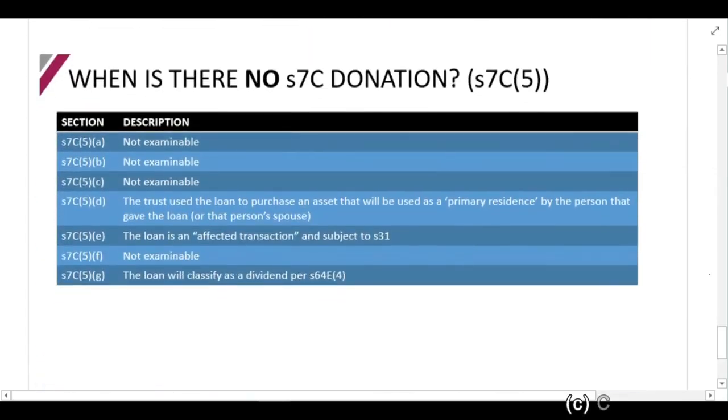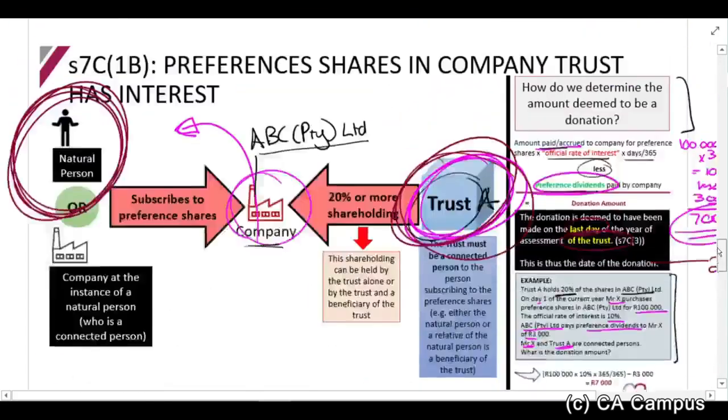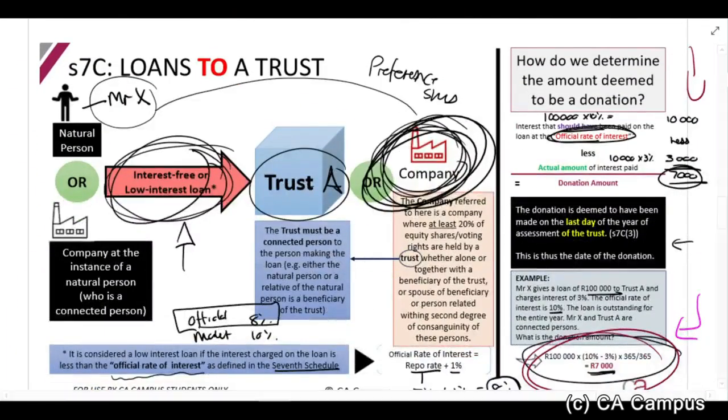Right, and then just one, Section 7C5, please work through it. This tells you situations where we don't apply Section 7C. A lot of it's not examinable. The only one I want to quickly talk about is Section 7C5D, where it says the trust used the loan to purchase an asset that will be used as a private residence by the person that gave the loan or that person's spouse. So let's go back to this first one here.